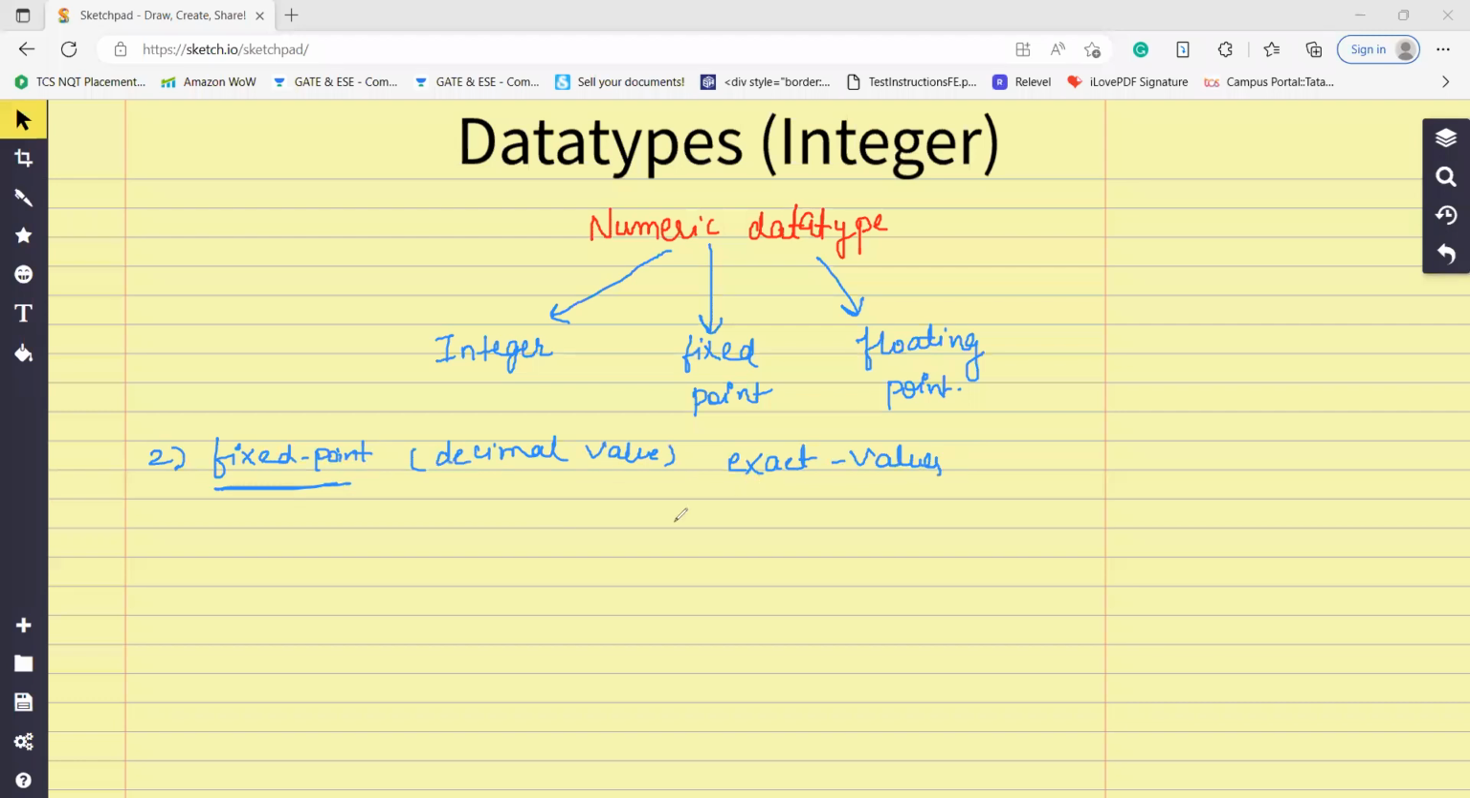Let's understand it by two different terms: precision, and second, scale. So, what's the meaning of precision? Precision means the number of digits present in a number.